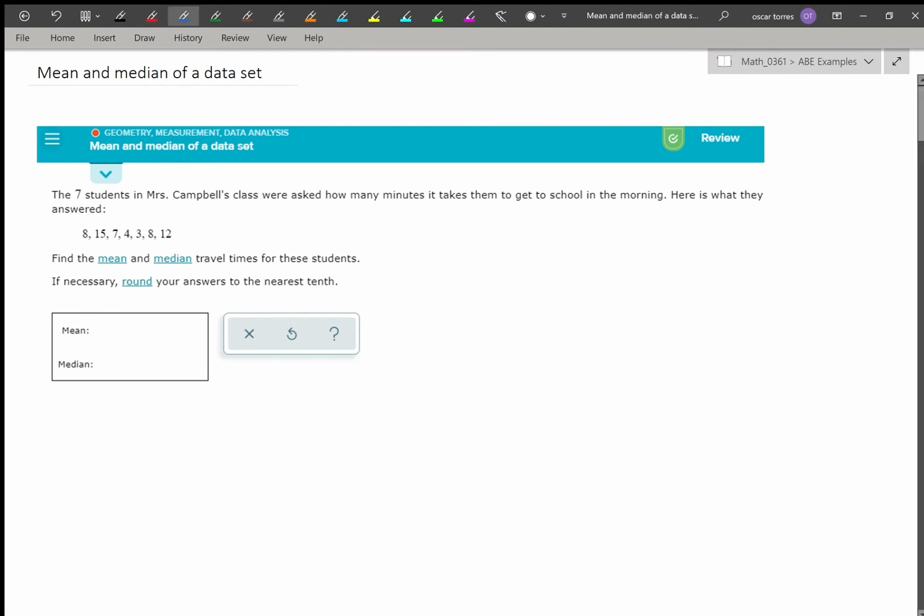So to find the mean of the problem, I'm going to take all of these numbers and add them together. So I'm literally going to take 8, add it to 15, add it to 7, add it to 4, add it to 3, add it to 8, and add it to 12. I could have written this from top to bottom, but since we're using a calculator, you could just write it out like this. And when we add them together, we end up getting 57.